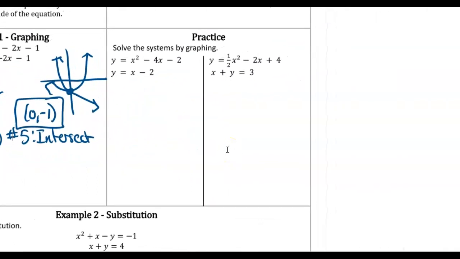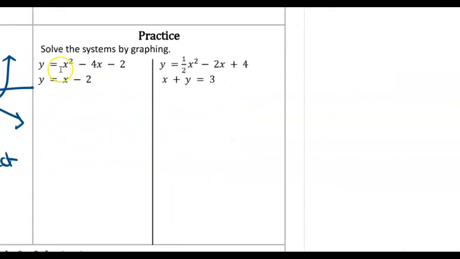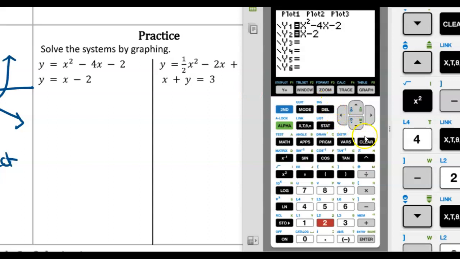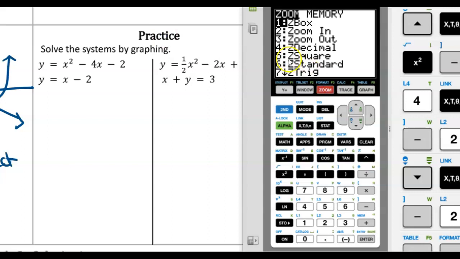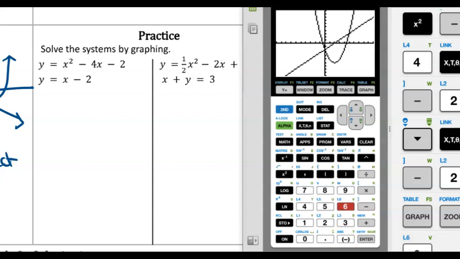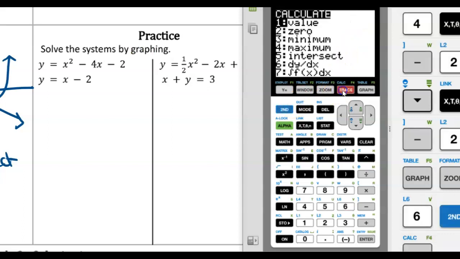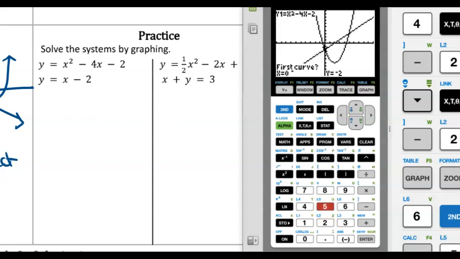Okay, let's look at another one. I'm going to do this first one right here. I'm going to pause the video and type these into my y1 and y2. Okay, I'm going to hit graph. Now you can see I'm really zoomed in. To get back to where I was, I hit zoom, and I want standard. It's the 6th one, the one that goes from -10 to +10. You can see it intersects twice, here and here. So I'm going to go to second, calc, and I want intersect.